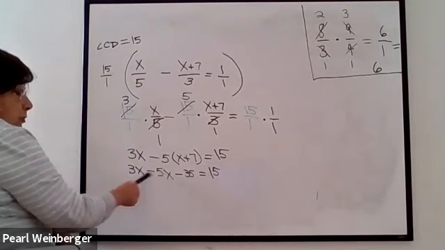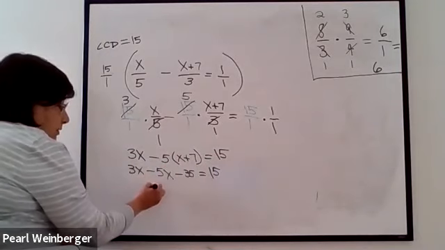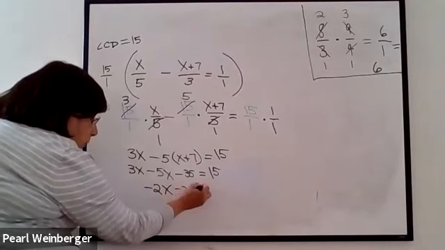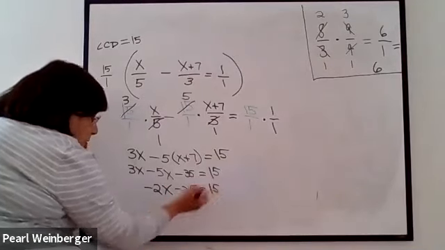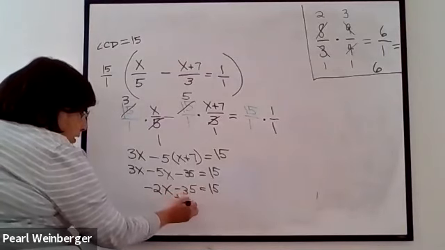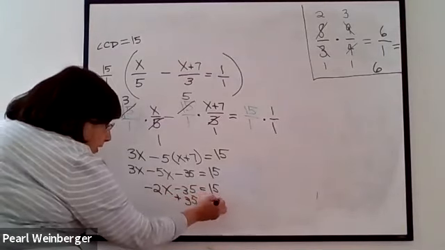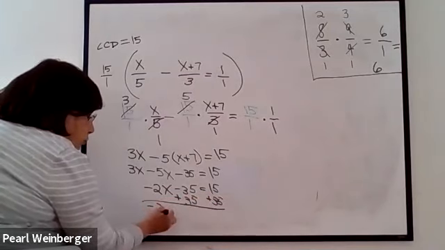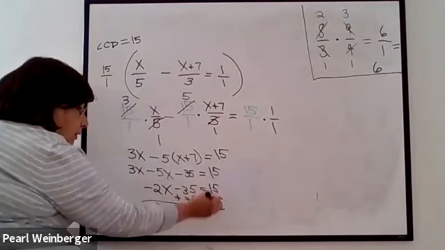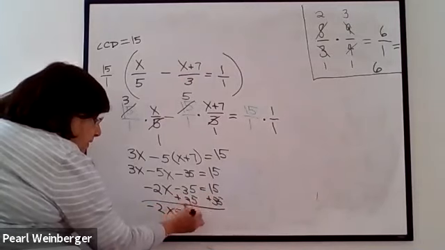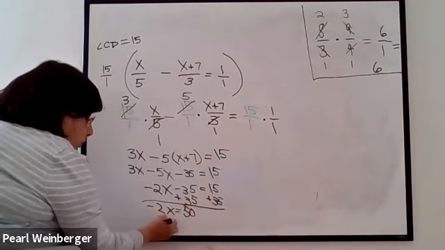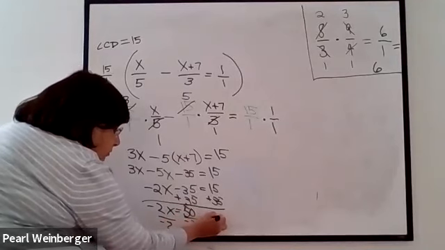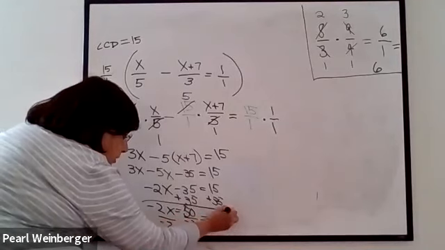And I combine the like terms, the 3x and the minus 5x is negative 2x. And I just bring down this negative 35. I now add the 35 to both sides, so that I'm ending up with negative 2x equals 15 plus 35, which is 50. And I finish this by dividing both sides by negative 2, which gives me as my final answer negative 25.